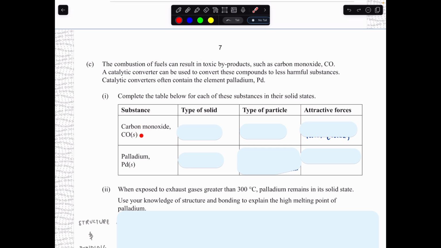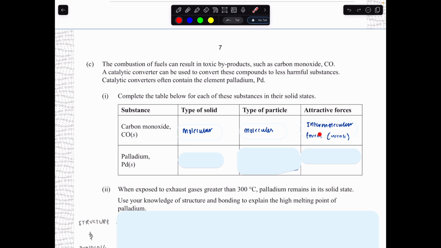Carbon monoxide. Okay, carbon and oxygen. What type of solid is this? It's molecular because it's made out of non-metal atoms. Type of particles, it's made out of molecules. I want you to understand that the attractive forces, which are intermolecular forces that are weak, occur between the molecules, okay?